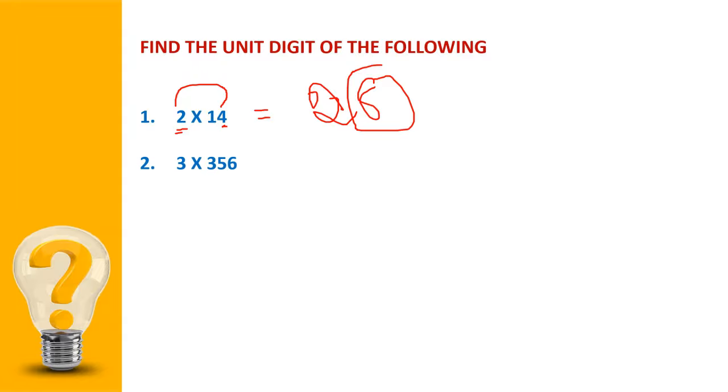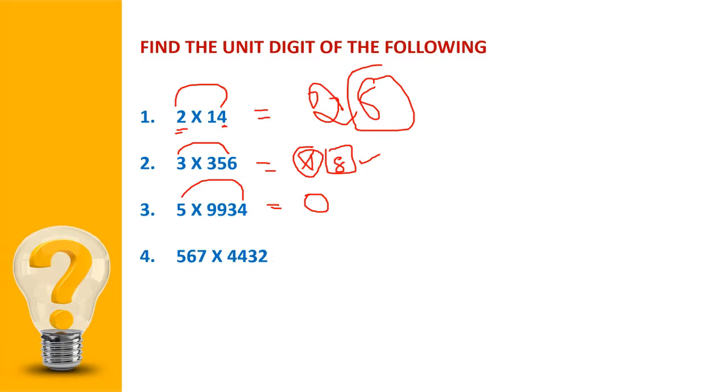The next one, 356 into 3. I don't actually need to multiply the entire number to find the unit digit; I can just multiply 3 into 6. So 3 into 6 gives me 18, so 8 will be the unit digit. Now remember, since it is 18, you cannot expect 1 to be the previous number of it. That may not be in all the cases, but for sure 8 will be the number in the unit digit. The next example is 5 into 9934. Again I can just multiply 5 into 4 to give me 0 as the unit digit.